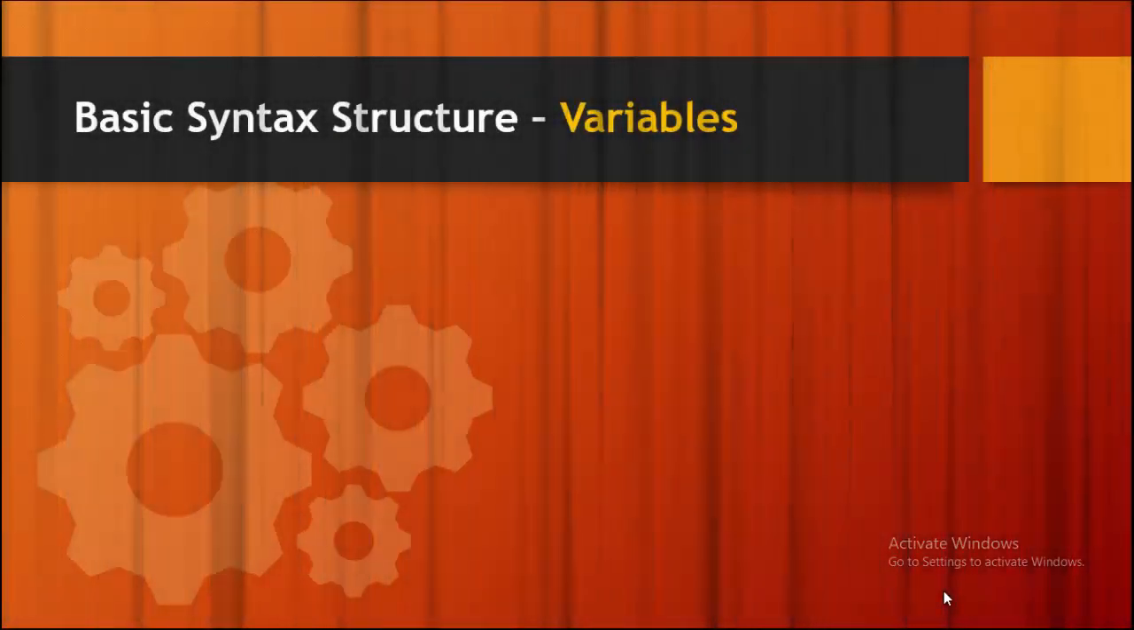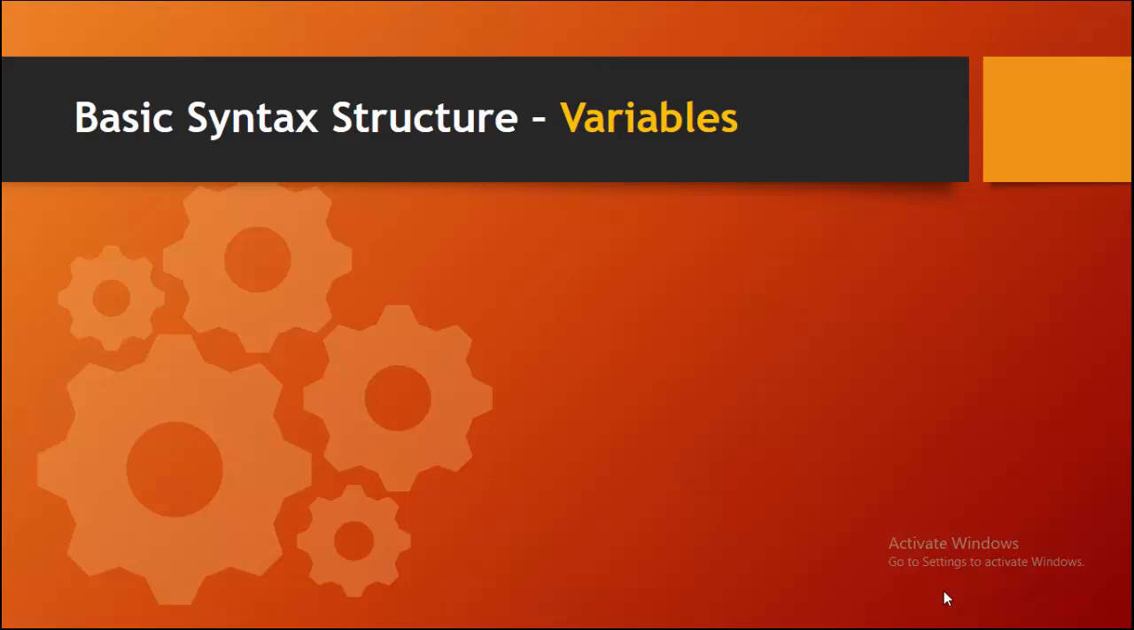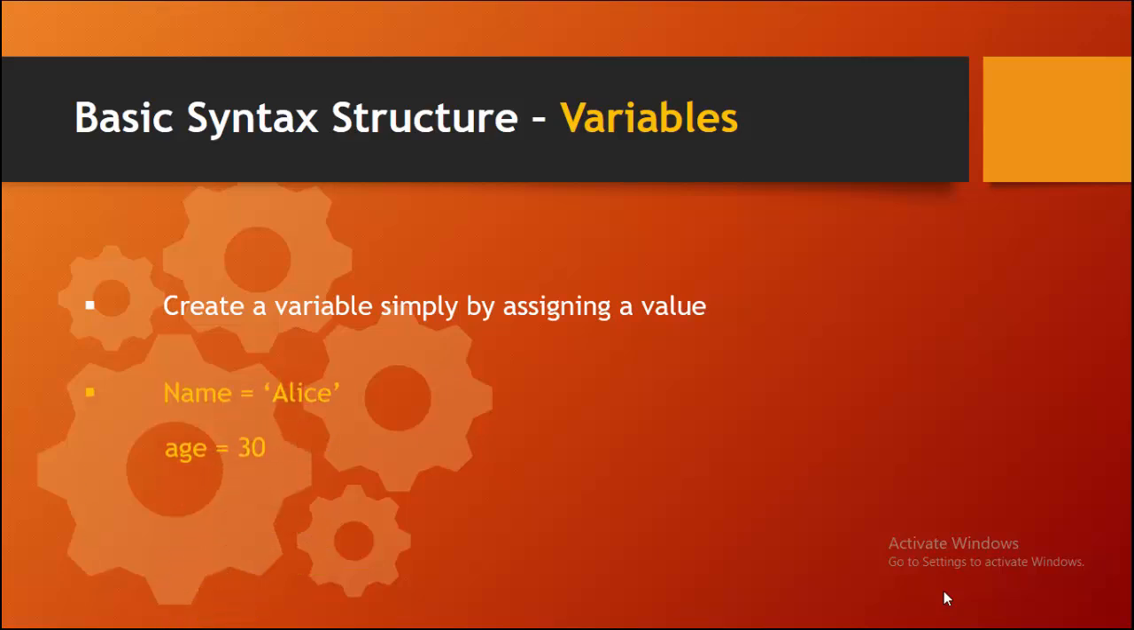Next up, let's talk about variables and data types, which are fundamental to Python syntax. Variables. In Python, you can create a variable simply by assigning a value. For example, name equals Mac, age equals 30. There is no need to declare a variable type. Python infers it automatically.